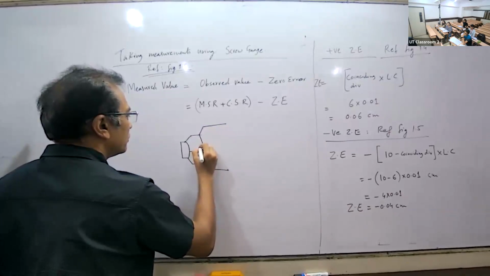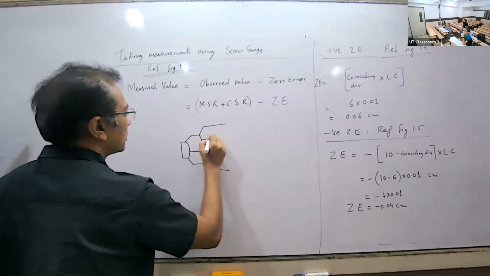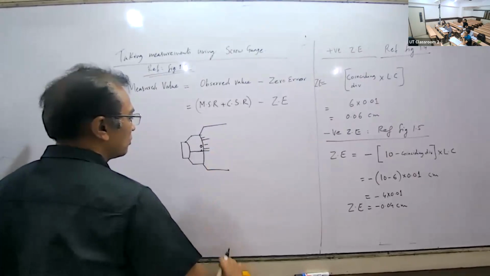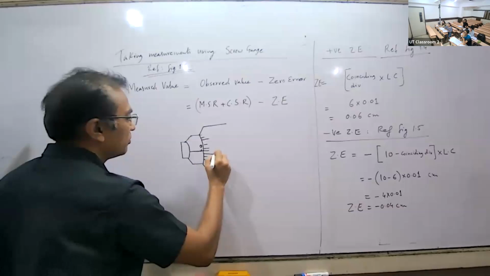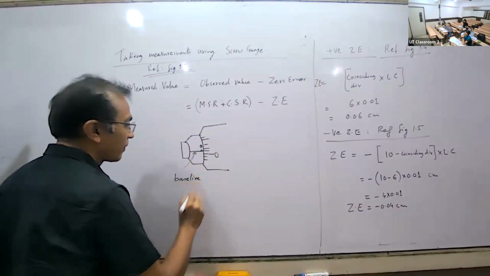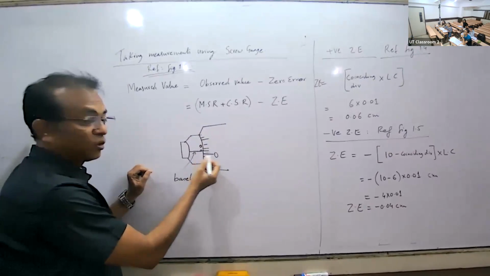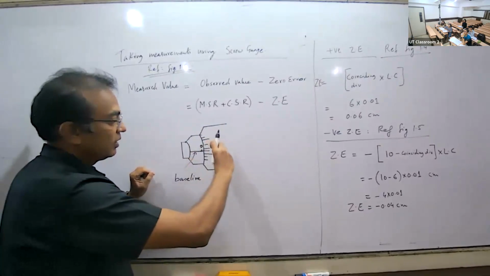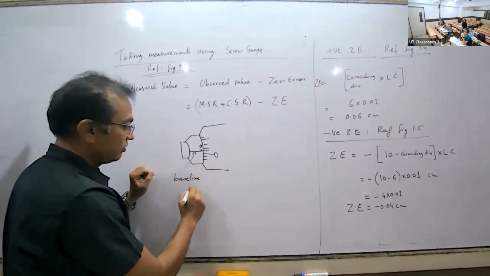This is the zero of the main scale, and now there are markings here. So you have to observe where the zero of this circular scale is. This zero may lie below the baseline. Meaning you fully tightened it, and this zero is lying below the baseline. That means it is showing more reading, positive zero error. It is not able to fully reach, which means it is showing more length. So this is a case of positive zero error.